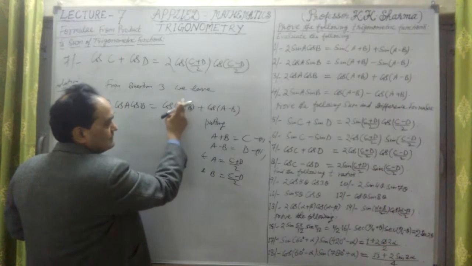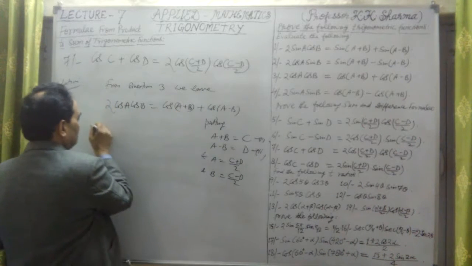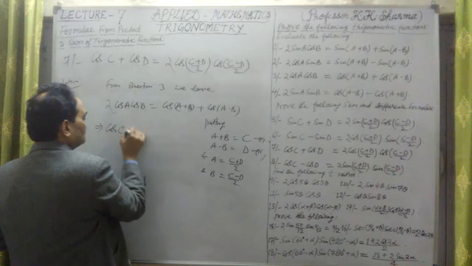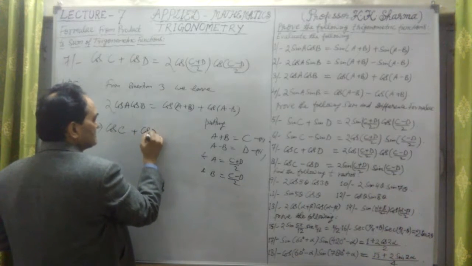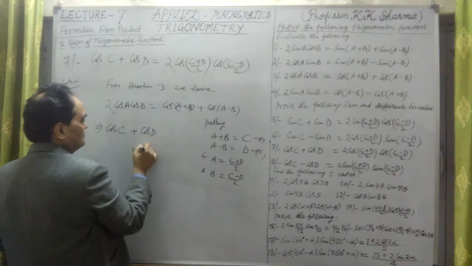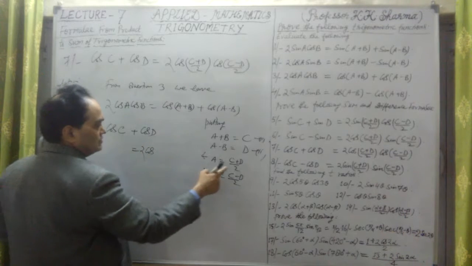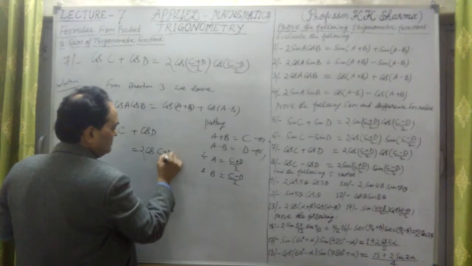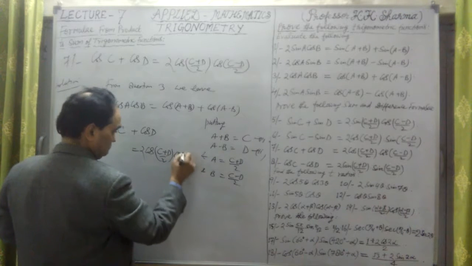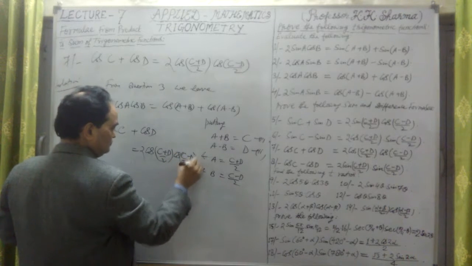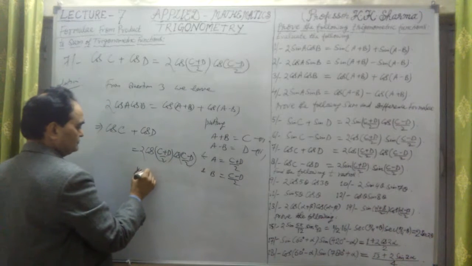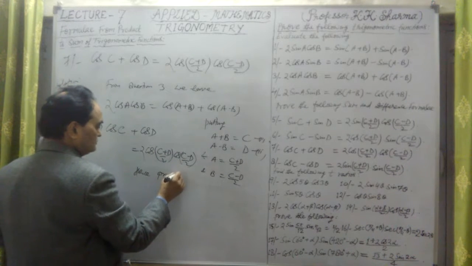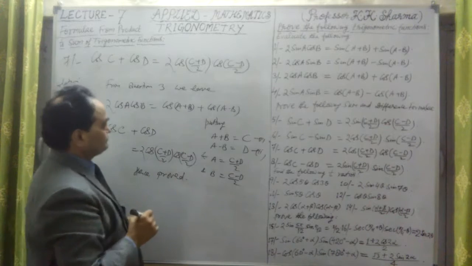This is cos C plus cos D. This implies that cos C plus cos D is equal to 2 into cos A, A means (C plus D) upon 2, into cos B, B means (C minus D) upon 2, when we put it. So this is your question number 7.